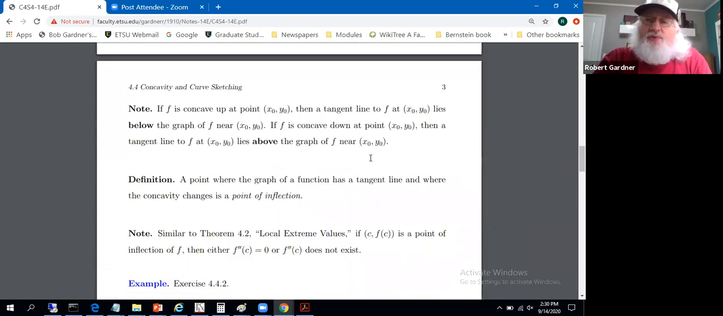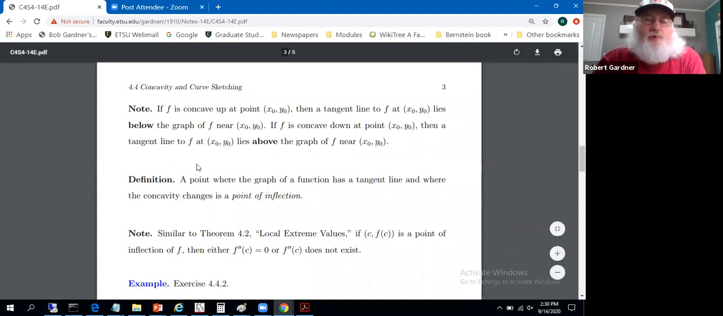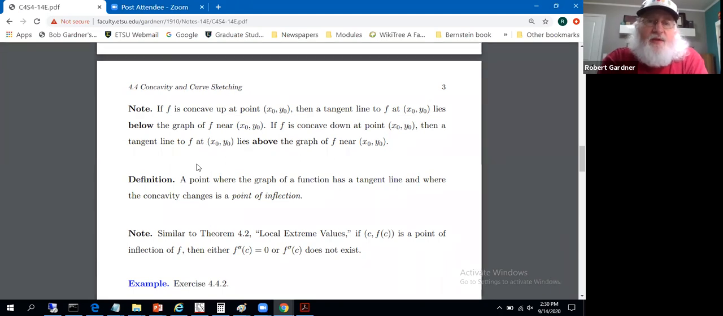The following is true. I don't think I saw a reference to it in the calculus book. This is a property of these concave things. If f is concave up at a particular point, then the tangent line to this function will lie below the graph of that function near the point x0, y0, where the function is concave up, where the second derivative is positive. If f is concave down at a point, then the tangent line must lie above the graph at that point.